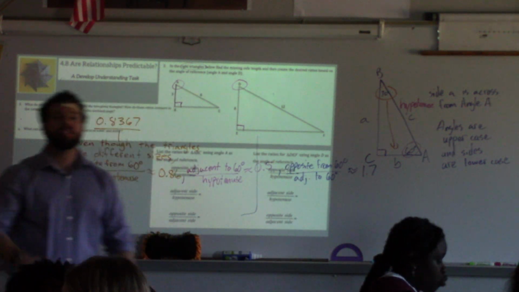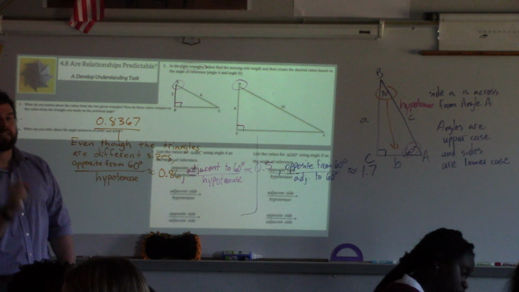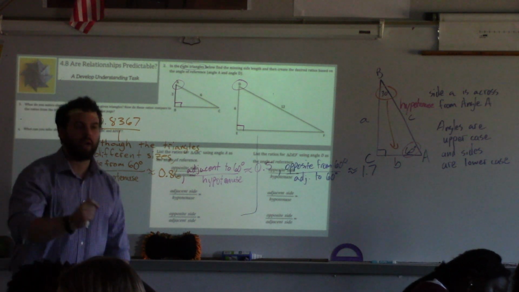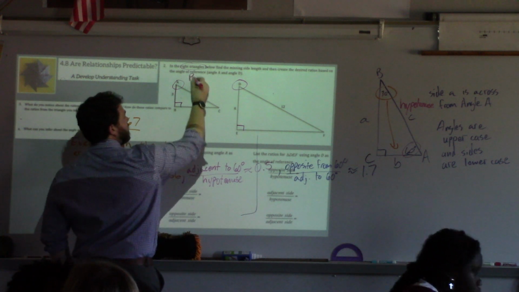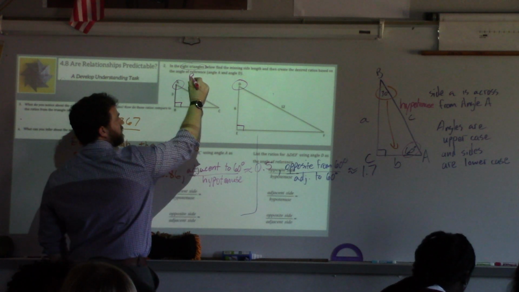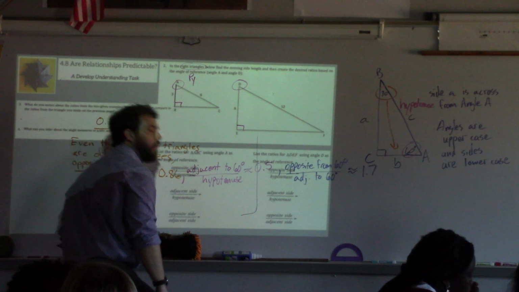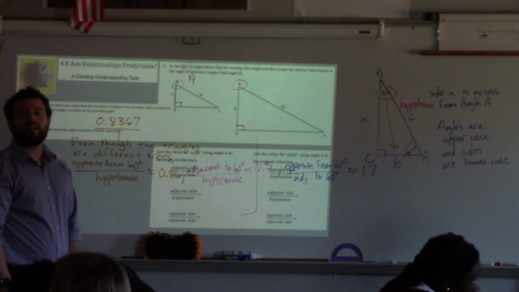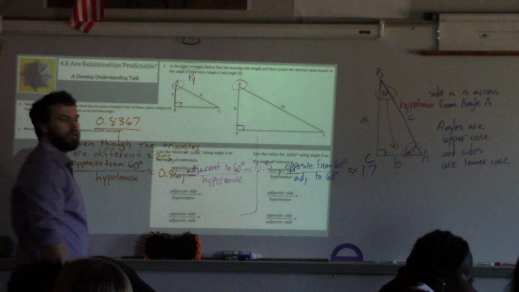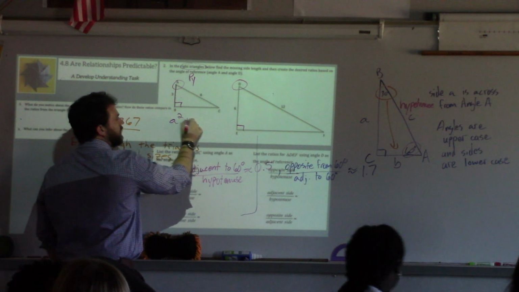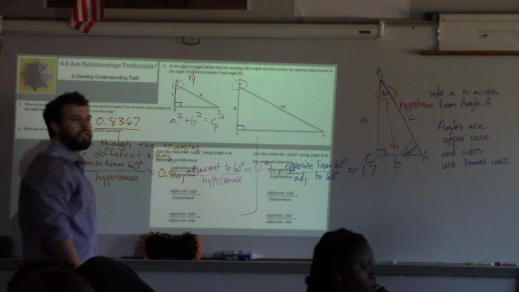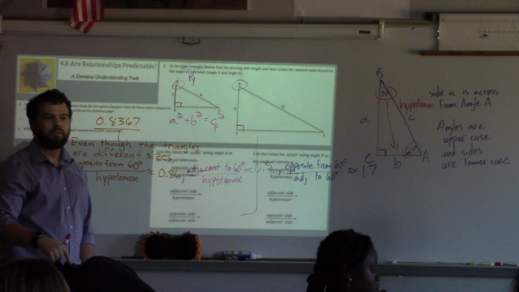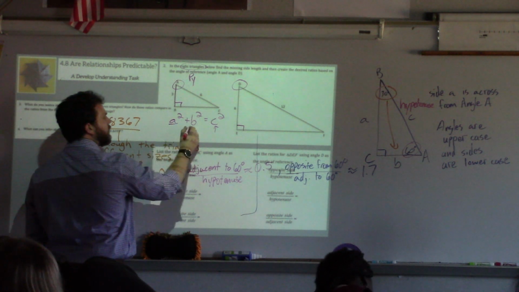Come on, guys. There is something you know that connects the three sides of a right triangle. Pythagorean. What is that Pythagorean theorem? A squared plus B squared equals C squared. What do we mean by C? That is my hypotenuse. What do we mean by A and B?